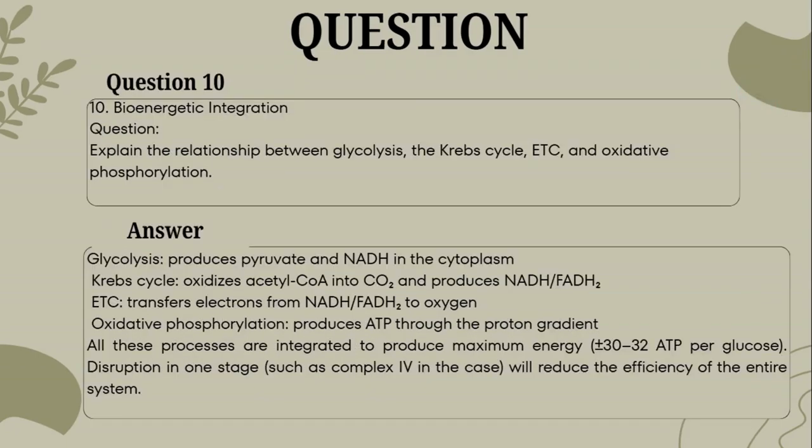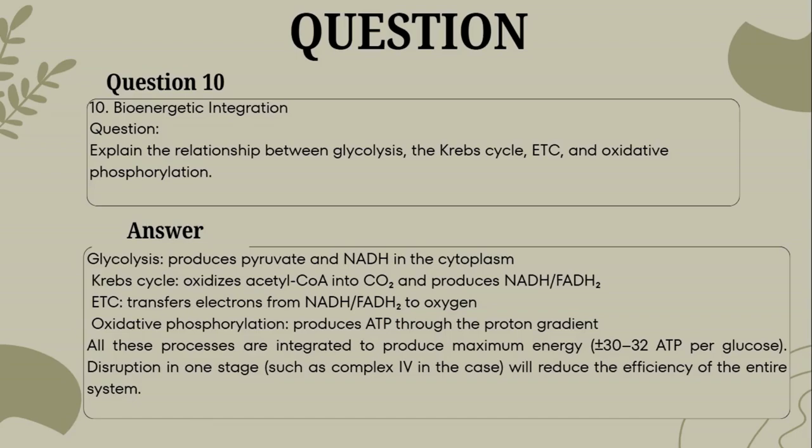The last question about bioenergetic integration. Explain the relationship between glycolysis, the Krebs cycle, ETC, and oxidative phosphorylation. Glycolysis produces pyruvate and NADH in the cytoplasm. Krebs cycle oxidizes acetyl CoA into CO2 and produces NADH and FADH2. ETC transfers electrons from NADH and FADH2 to oxygen. Oxidative phosphorylation produces ATP through the proton gradient.